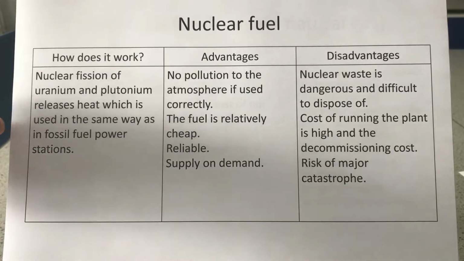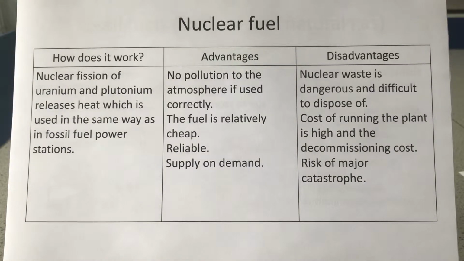Nuclear fuel uses nuclear fission of uranium and plutonium. We talk about nuclear fission in P4. And in that nuclear fission, energy is released as heat. And that is used in the same way as it is in a fossil fuel power station to heat that water that then turns to steam and turns the turbine. Advantages, there's no pollution to the atmosphere if it's used correctly, okay? So it's not producing the carbon dioxide, the sulfur dioxide, the nitrogen oxides. The fuel is relatively cheap, it's reliable, and we've got that supply on demand.